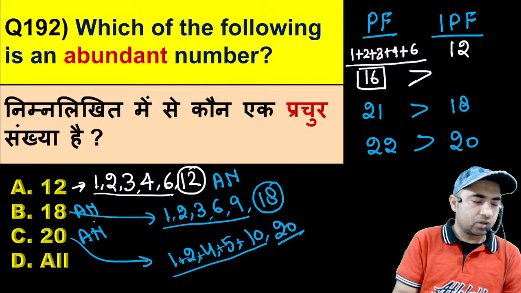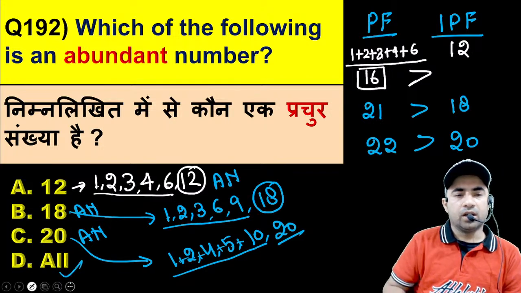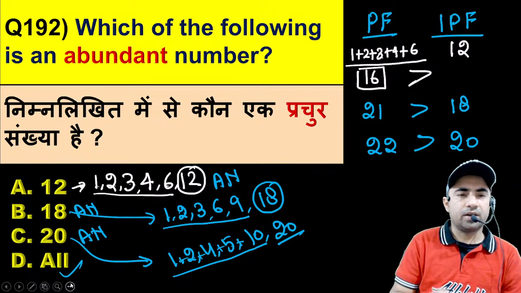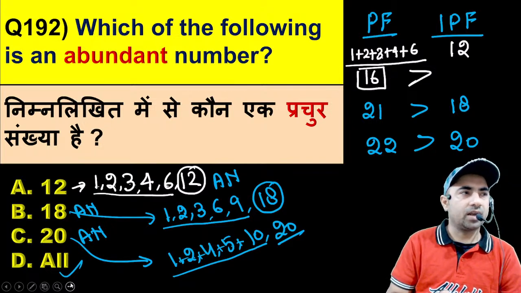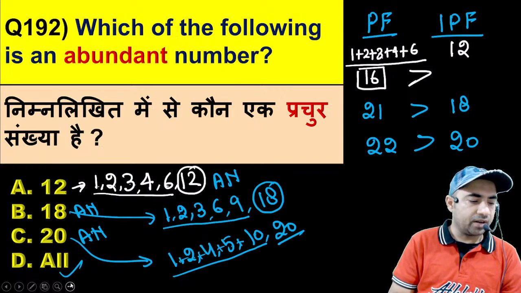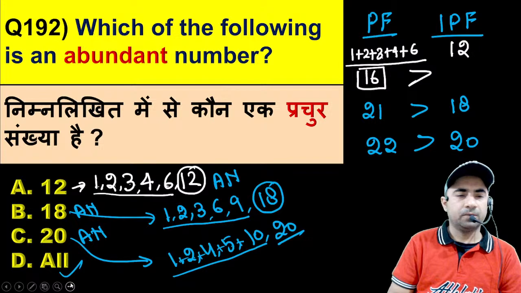So the right answer of this particular question is all. 12 is an abundant number, 18 is also an abundant number and 20 is also an abundant number. So what is an abundant number? When the sum of all the proper factors of any number is greater than the number, then the number is called an abundant number.